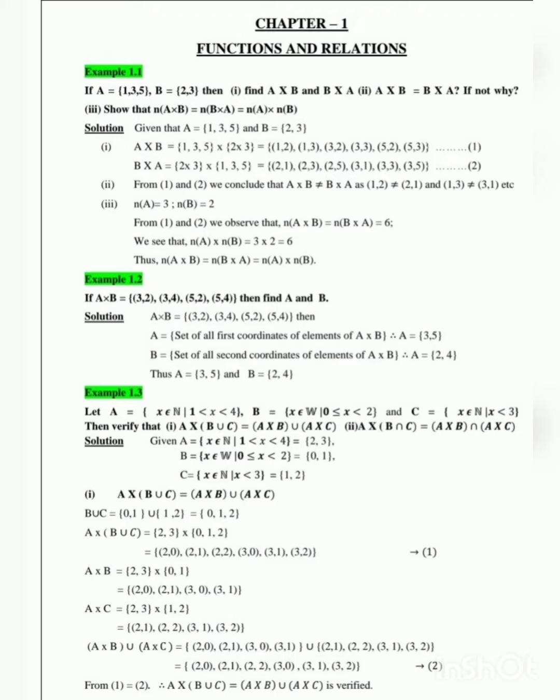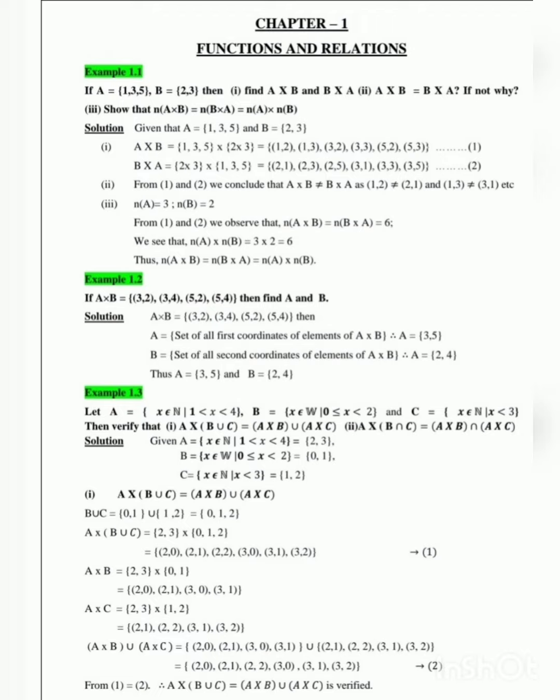So the solution. A is equal to this one and B is equal to this one. 1 is less than X means X value is 2, and less than 4 means 2, 3 is the A set. B is whole numbers: 0 is less than or equal to X means 0, and less than 2 means {0, 1}. C belongs to natural numbers: X less than 3 means {1, 2}.